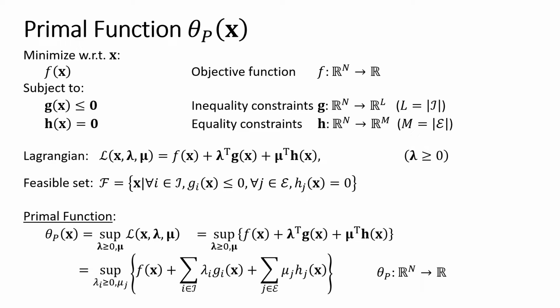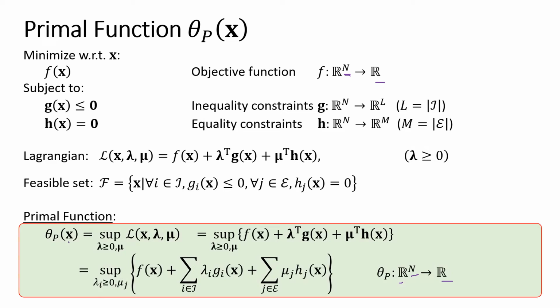Therefore, theta_p is a mapping from n dimensions to the real line, which is the same as the objective function. A mapping from n dimensions to the real line because the only argument to theta_p of x is x, since lambdas and mu's have been eliminated. Now, since this is an important expression, let's highlight it.